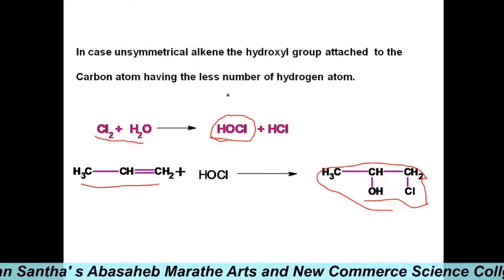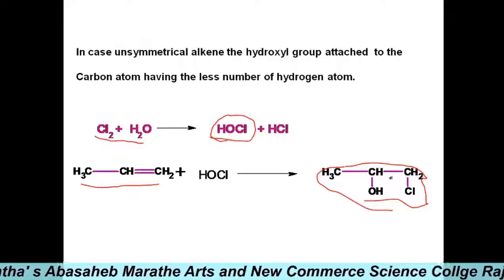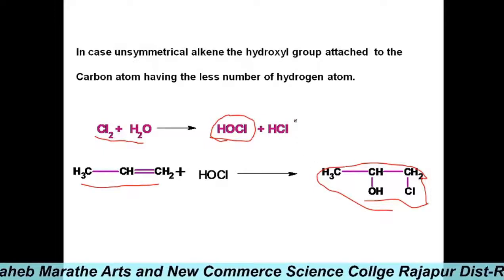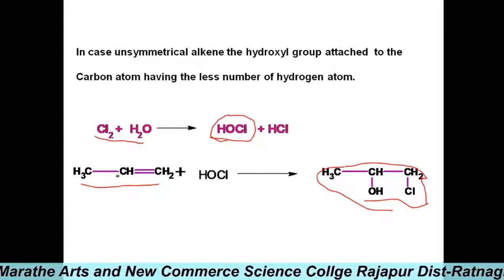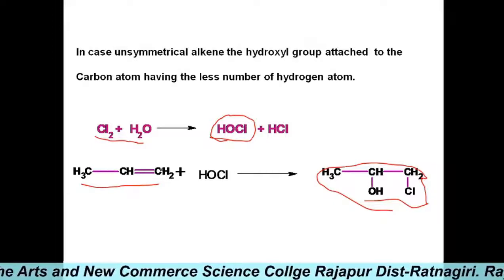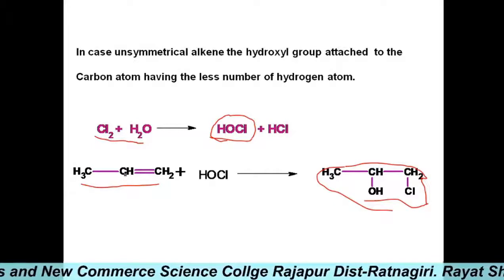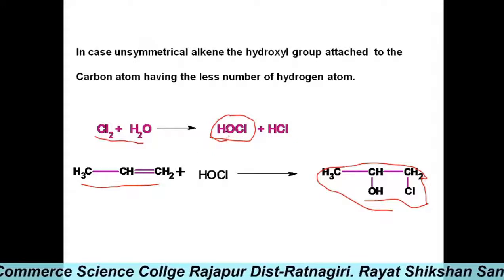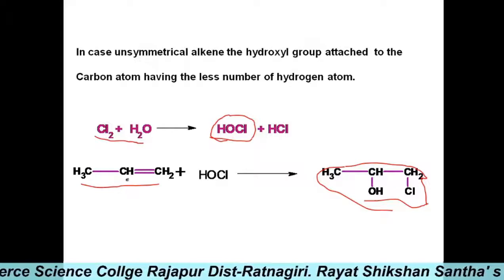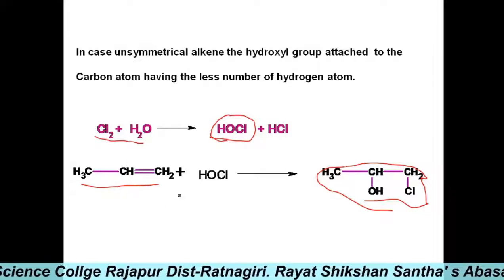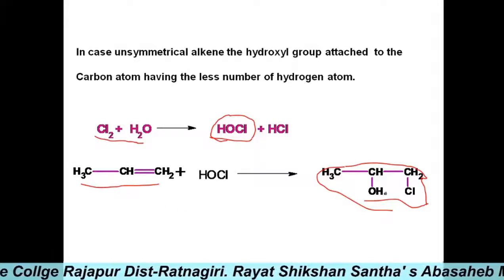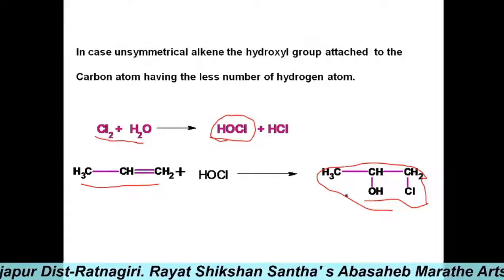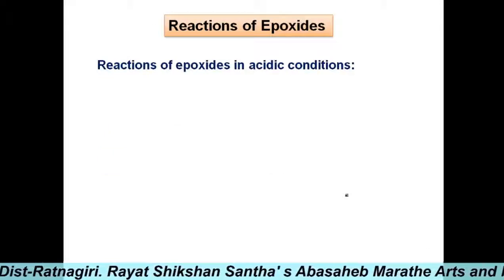After formation of the chlorohydrin, the OH is attached to which carbon? The carbon having fewer hydrogens, according to Markovnikov's addition, since we have an unsymmetrical alkene. So according to Markovnikov's addition, this OH, the negative part, is attached to the carbon with fewer hydrogen atoms. Similarly, after loss of Cl, we get the epoxide derivative.